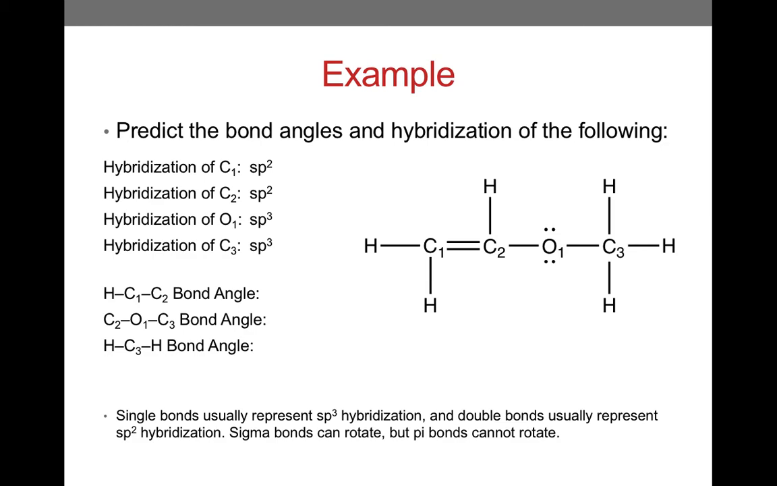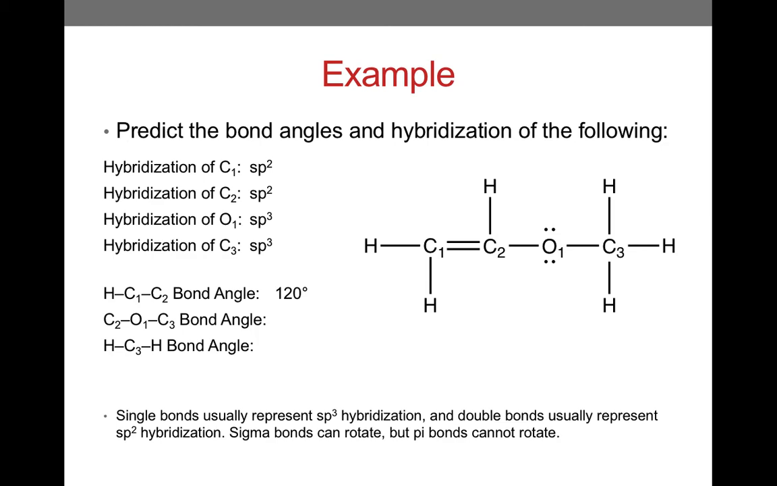Now on to bond angles. Let's first look at the hydrogen, carbon 1, carbon 2 bond angle. Carbon 1 is the central atom. We said that it is sp2 hybridized with 3 structural units, so the idealized bond angle is 120 degrees.